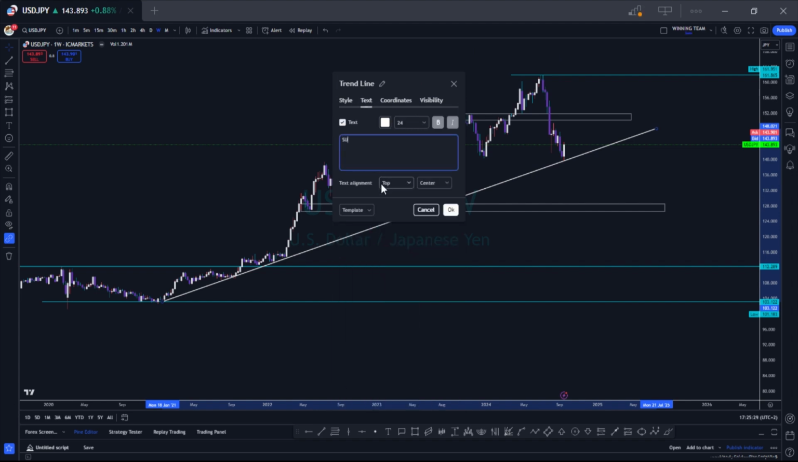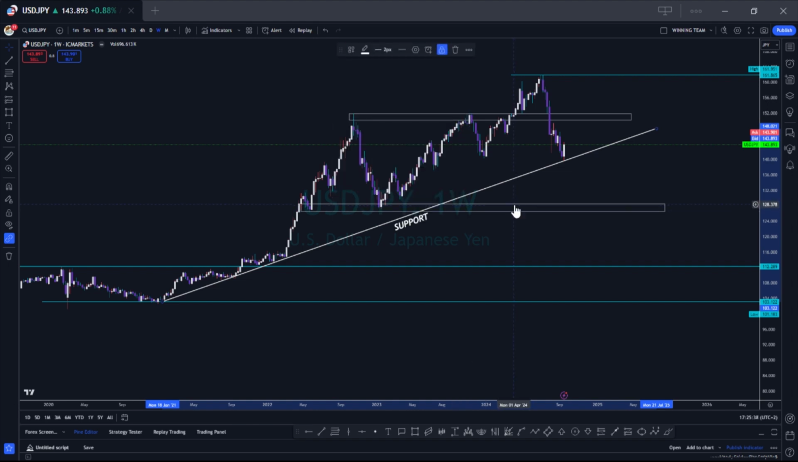Okay, so I'm gonna mark this as my strongest support that I have now on the JPY. That's my weekly support on the JPY. So I'm gonna mark it as my weekly support on the JPY that I have. So I now know that I have this strong weekly support on the JPY.